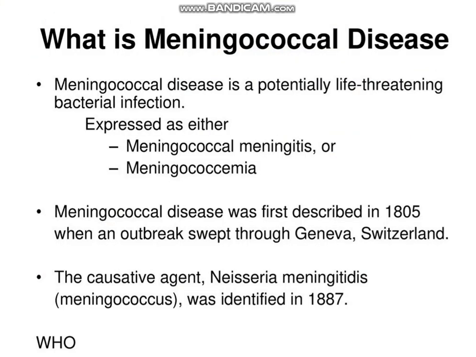Meningococcal disease is a potentially life-threatening infection. It was first described in 1805, when an outbreak swept through Geneva, Switzerland. The causative agent, Neisseria meningitidis, was first identified in 1887.